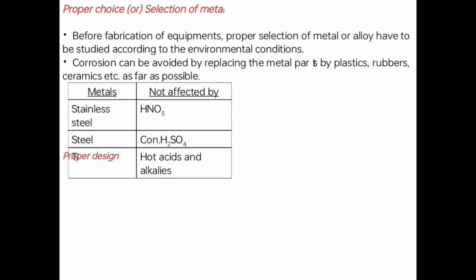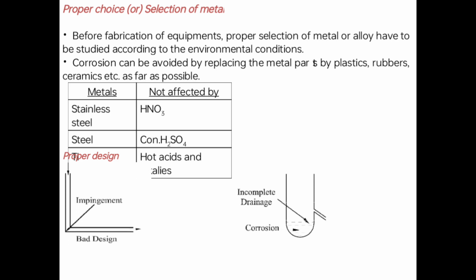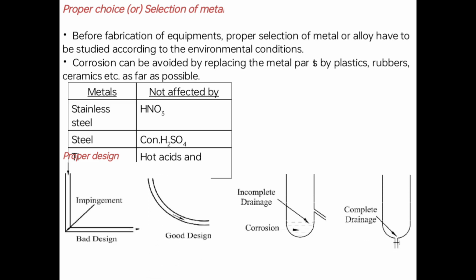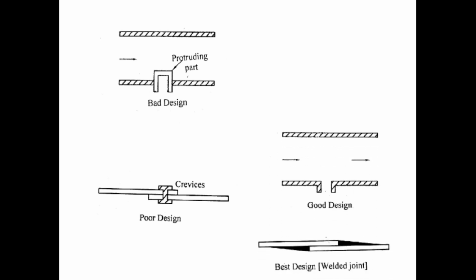Metals not affected: stainless steel in HNO3, steel in concentrated sulfuric acid, Ti in hot acids and alkalis. This is a diagram of proper choice of selection of metal. Proper design: this is a diagram of a bad design, which is a poor design. This is a proper design.